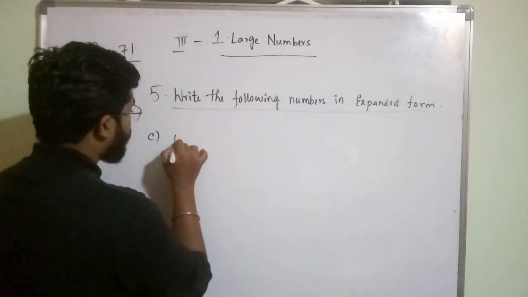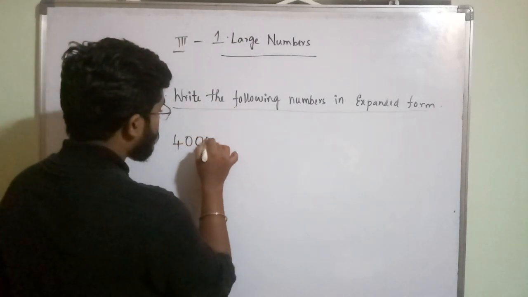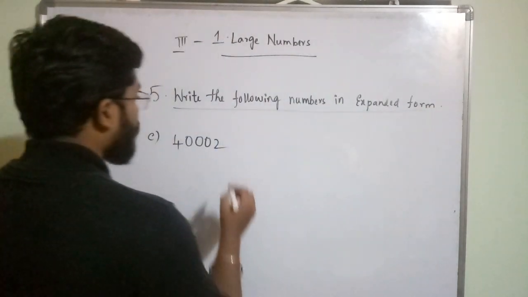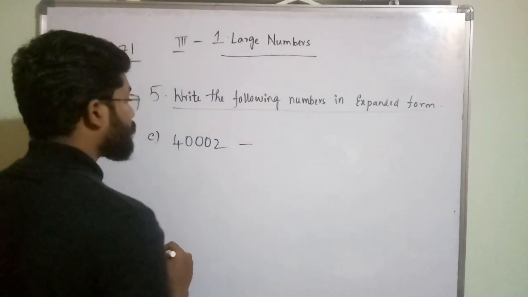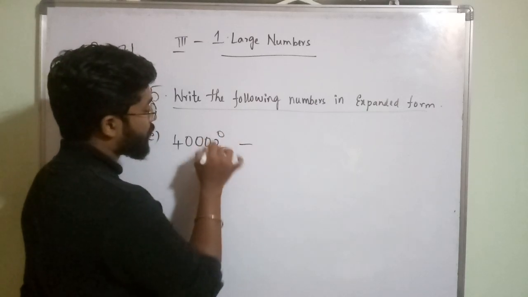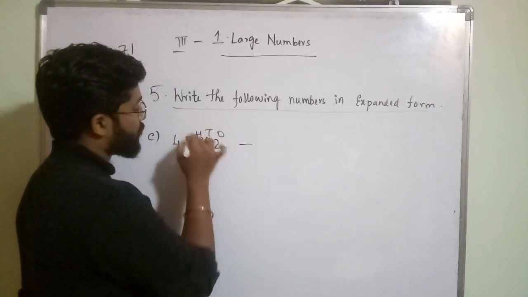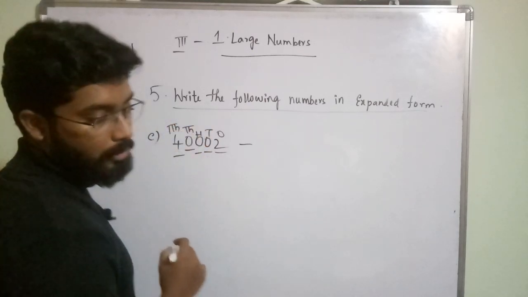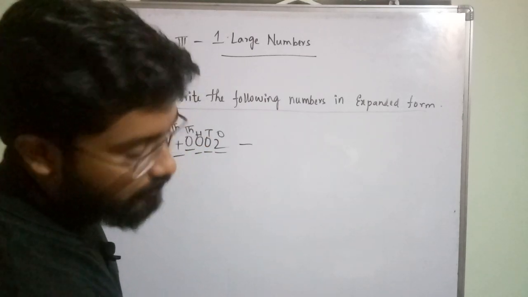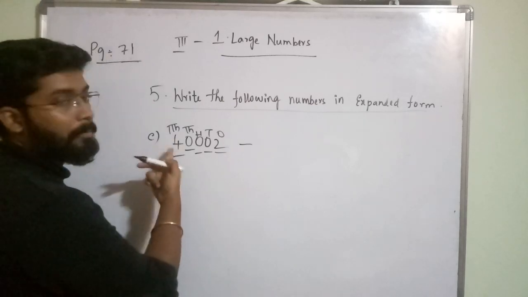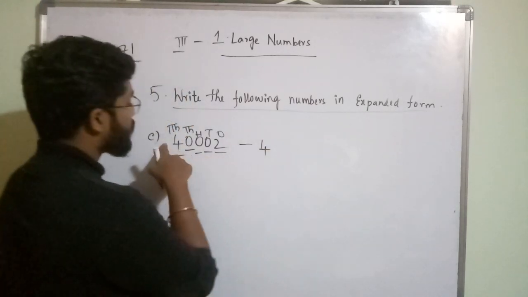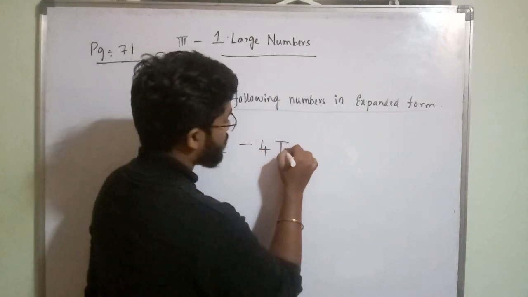40,002. This is your question. How to expand this? Ones place, tens place, hundreds place, thousands place. This is 10,000s place. Okay, how many digit numbers? 5 digit number. So you will have up to 10,000. So 4 is in which place? 10,000s place.